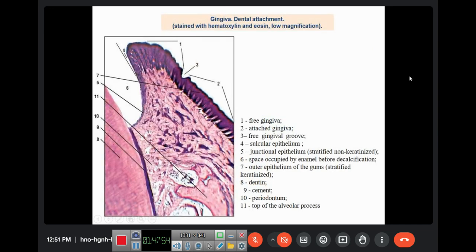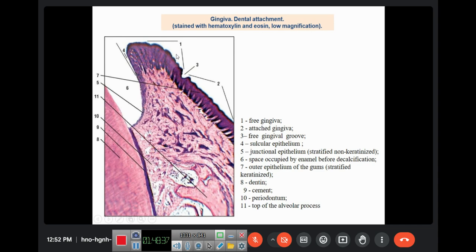Here we see the histological section of the gingiva. What do we see here? This is the decalcificated specimen. It means that all the minerals were dissolved. So during decalcification, all enamel of tooth was dissolved. So here, number 6 is the area where the enamel was present before decalcification. Below enamel we see the dentin. Dentin is here. In this area it is covered with the cementum.